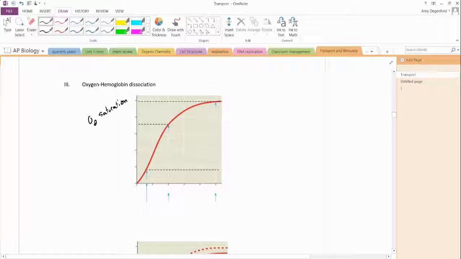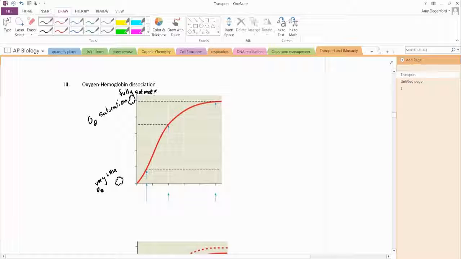how saturated hemoglobin is. And so, for instance, way down at the bottom of the y-axis, if we were to look at hemoglobin, hemoglobin would have very little oxygen. In other words, it would be unsaturated. It would not be saturated. Up here on the top of the y-axis, we would see that hemoglobin would be fully saturated. It would be full of oxygen.